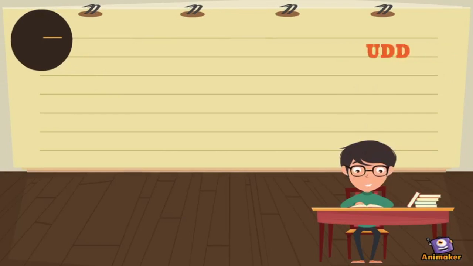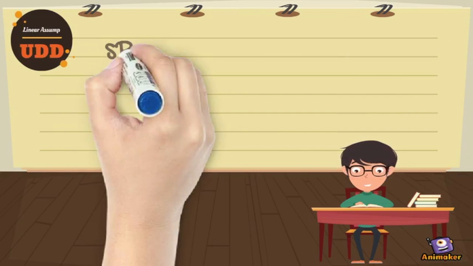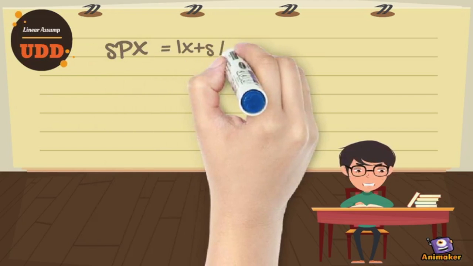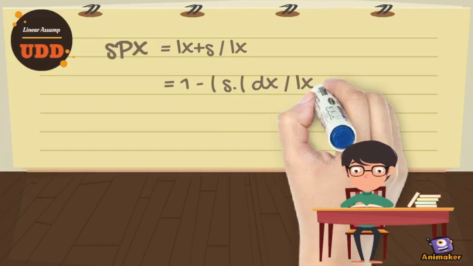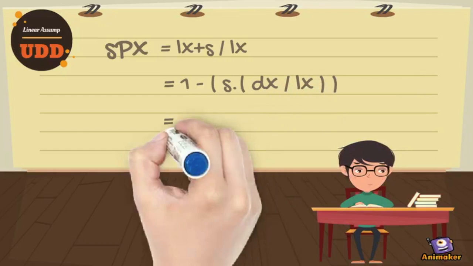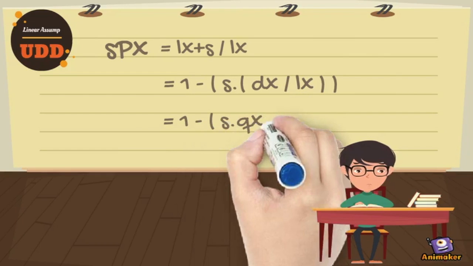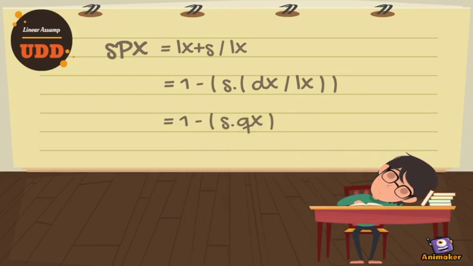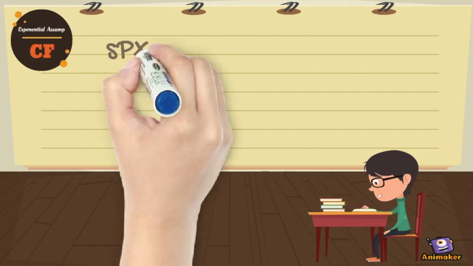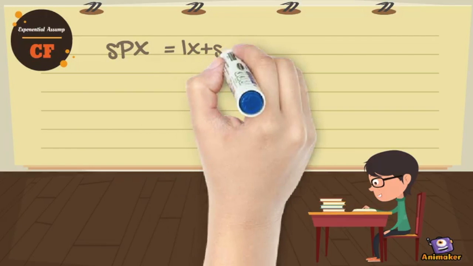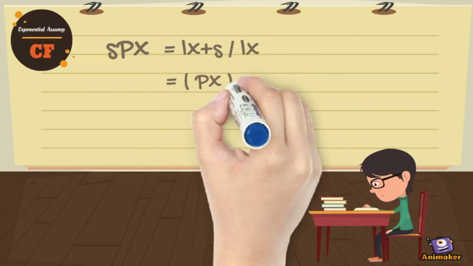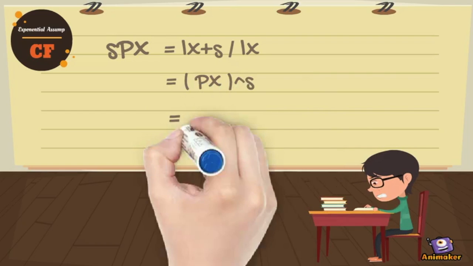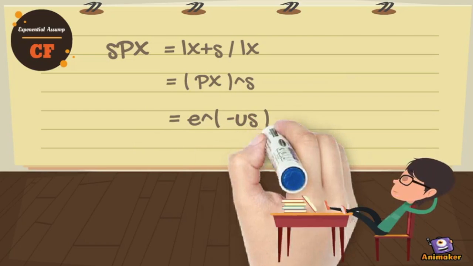For the UDD assumption, sp_x equals l_{x+s} over l_x, which equals 1 minus s times d_x over l_x, then equals 1 minus s times q_x. For constant force, sp_x equals l_{x+s} over l_x, which equals p_x to the power of s, and then equals e to the power of negative mu s.